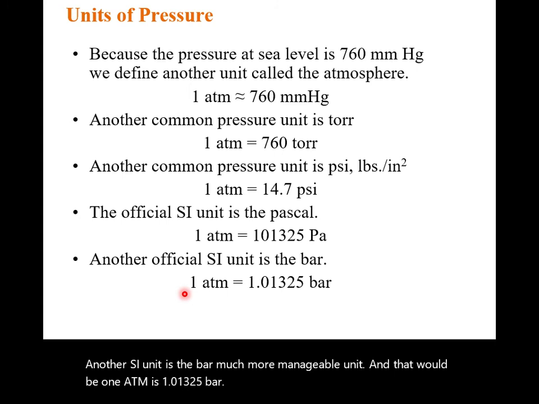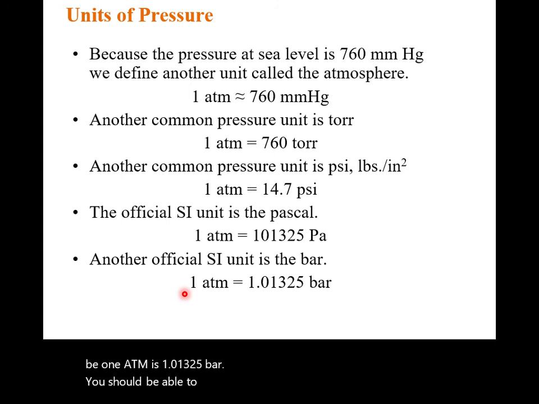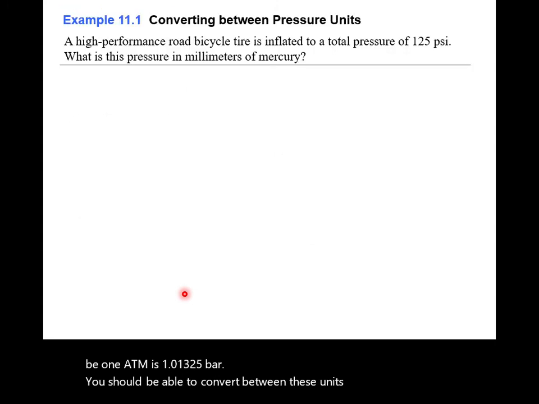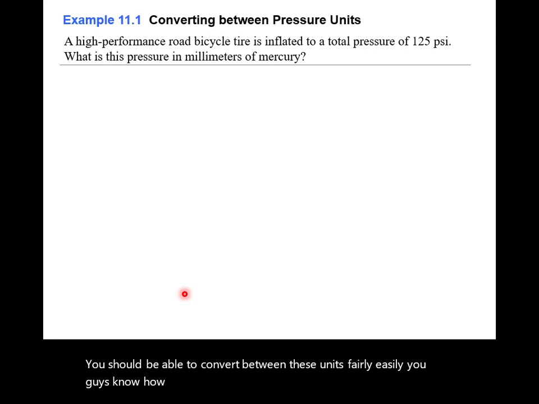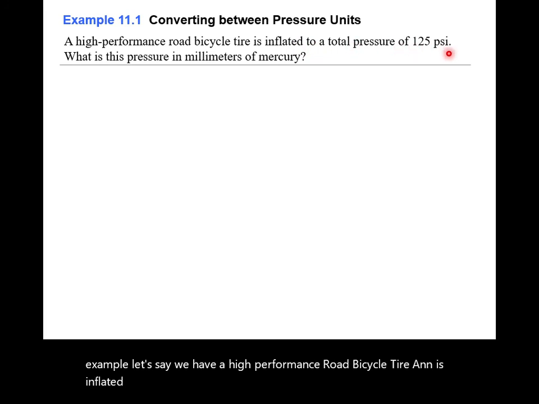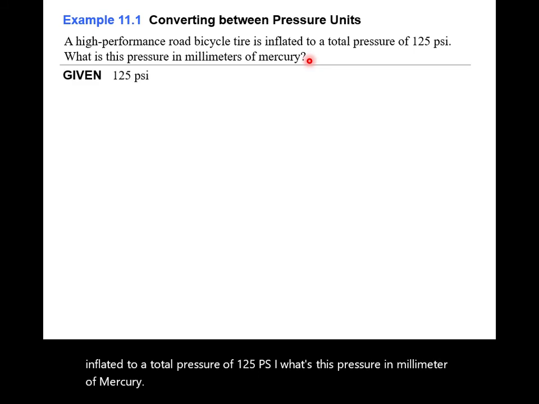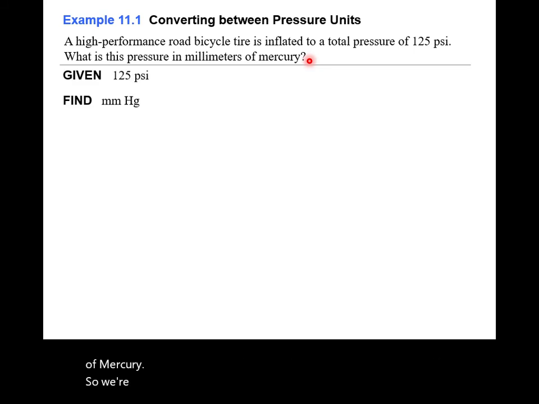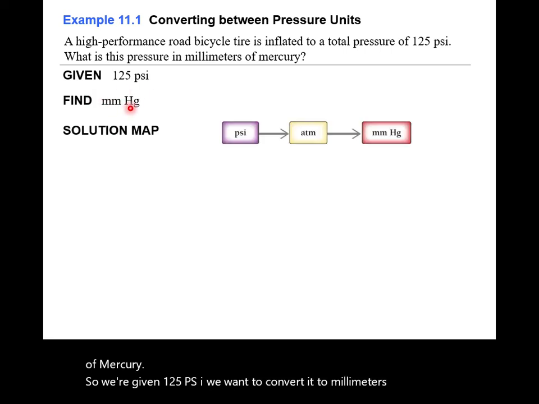You should be able to convert between these units fairly easily. You guys know how to do dimensional analysis, so let me give you an example. Let's say we have a high performance road bicycle tire and it is inflated to a total pressure of 125 psi. What's this pressure in millimeters of mercury? So we're given 125 psi and we want to convert it to millimeters of mercury.